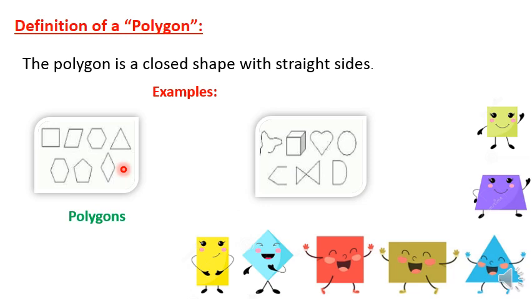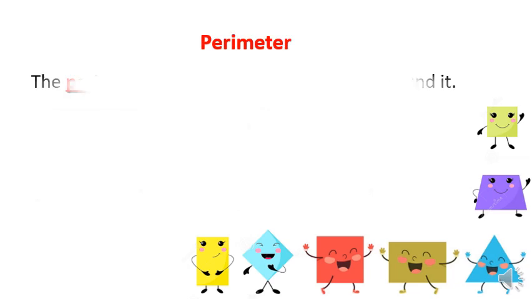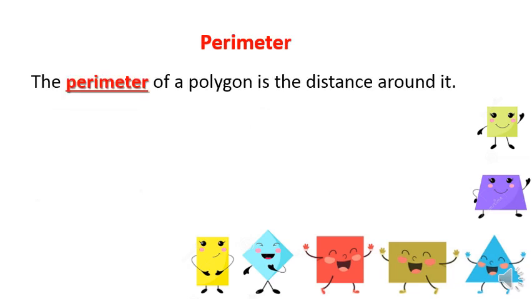I can find their perimeters, and these are not polygons. I can't find their perimeters. They must have straight sides and they must be a closed shape. This is not a closed shape. So, what is the perimeter? The perimeter of a polygon is the distance around it.